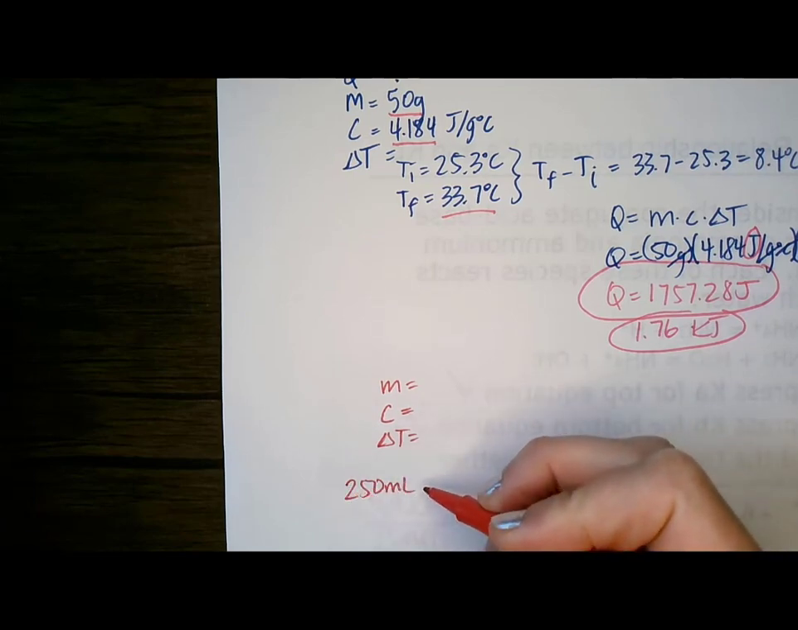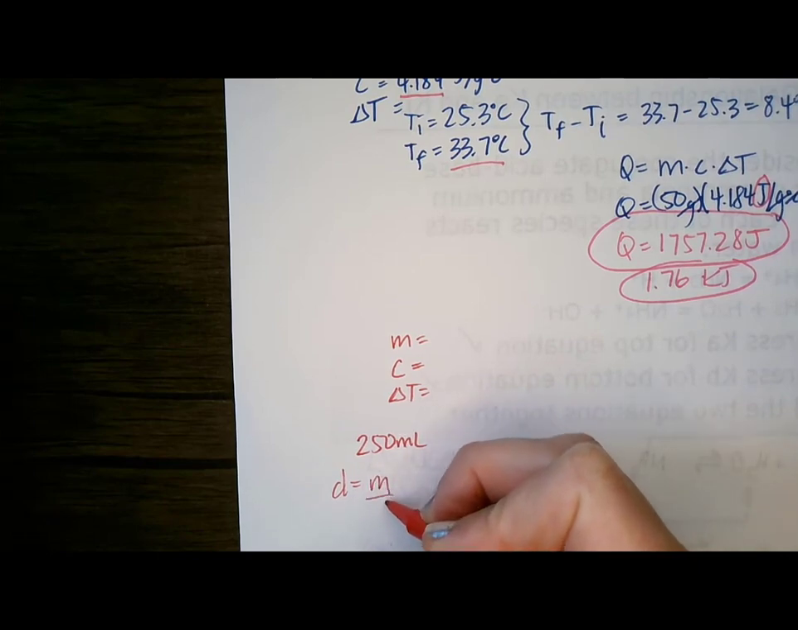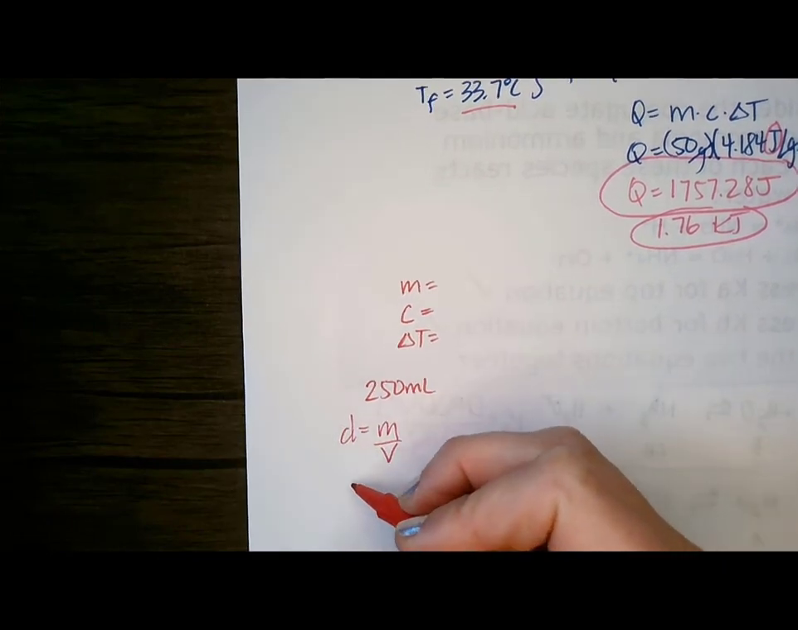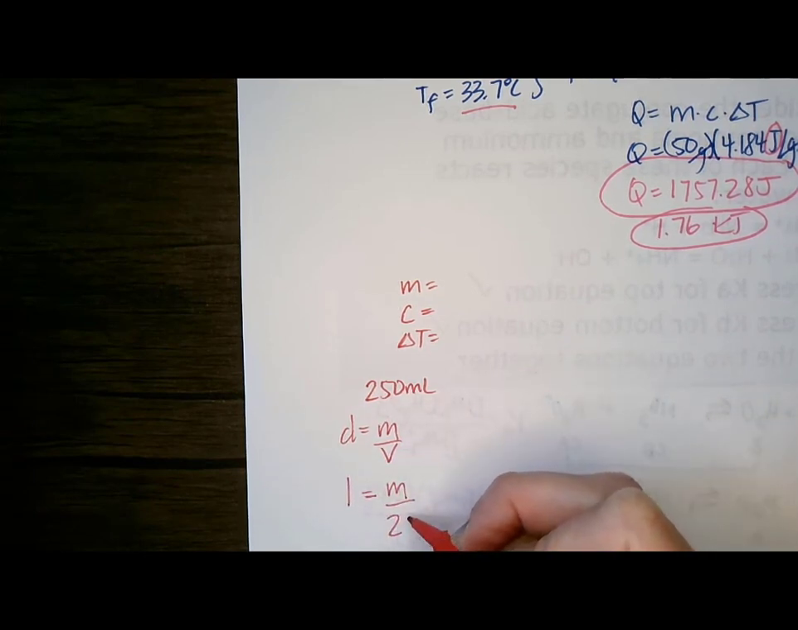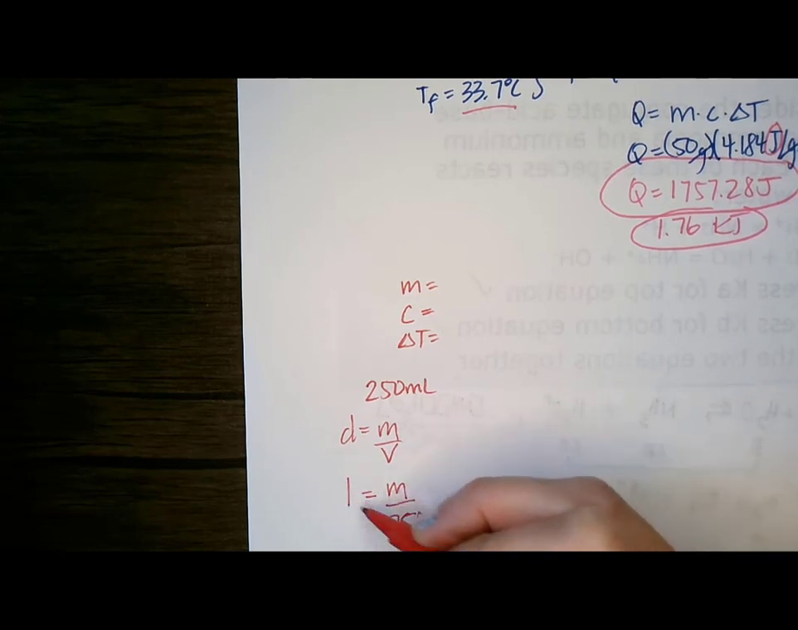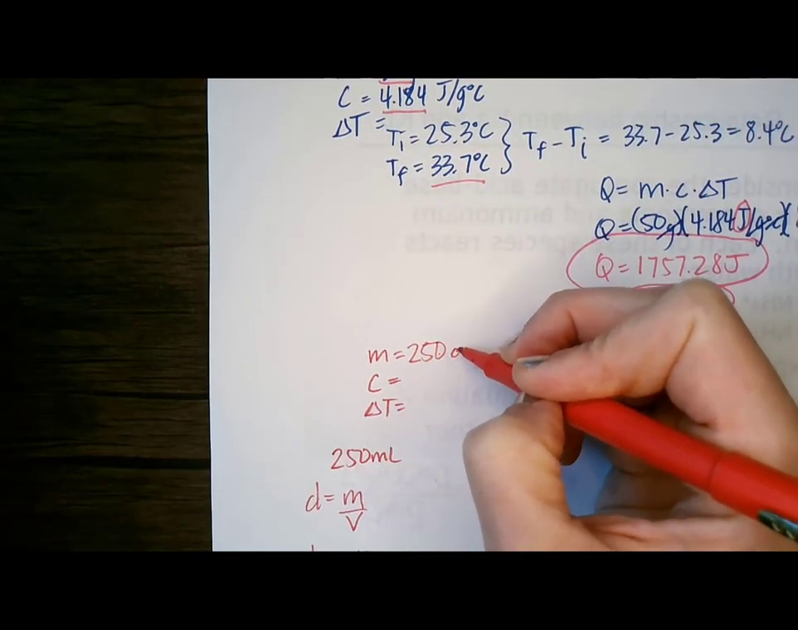that the density of water is 1, right? So density is equal to mass divided by volume. And we know that the density of water is 1. If we don't know the mass, but we know that we have a volume of 250 milliliters, we know that if we cross multiply, 250 times 1 is equal to mass. So if I've got 250 milliliters, I have 250 grams of water.